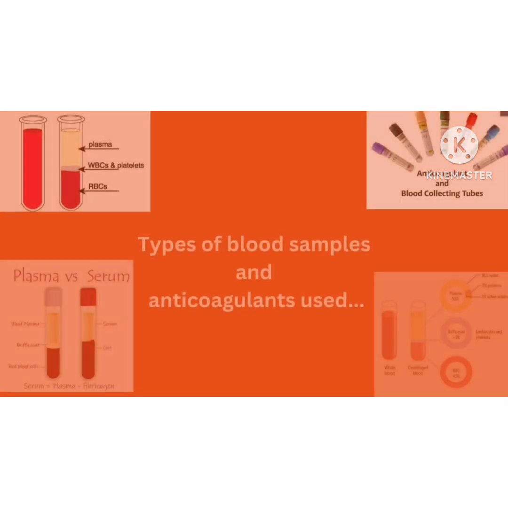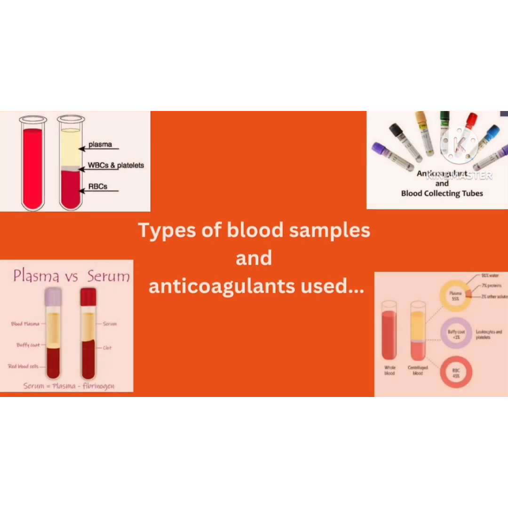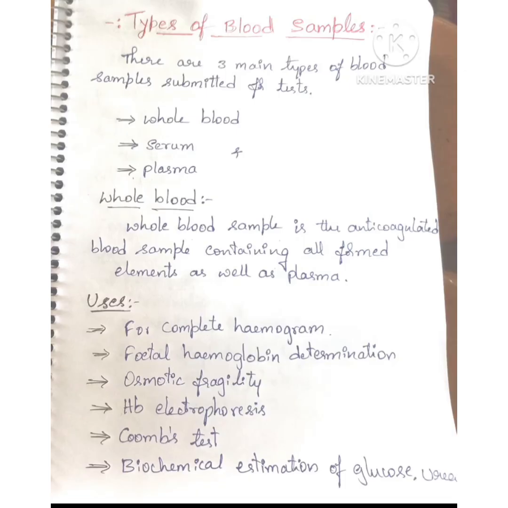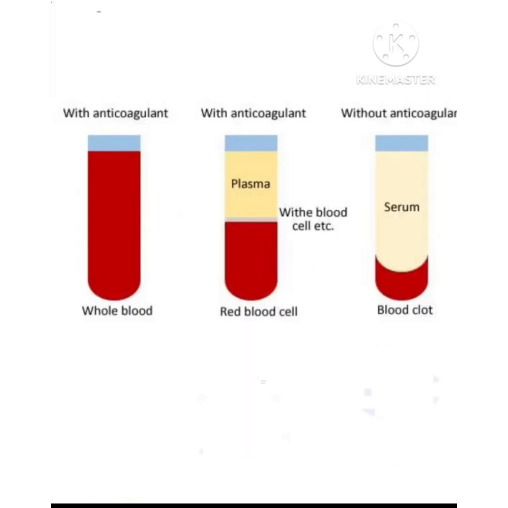Today we are going to learn about types of blood samples and anticoagulants used in the blood samples. Types of blood samples. There are three main types of blood samples submitted for tests: whole blood, serum, and plasma.